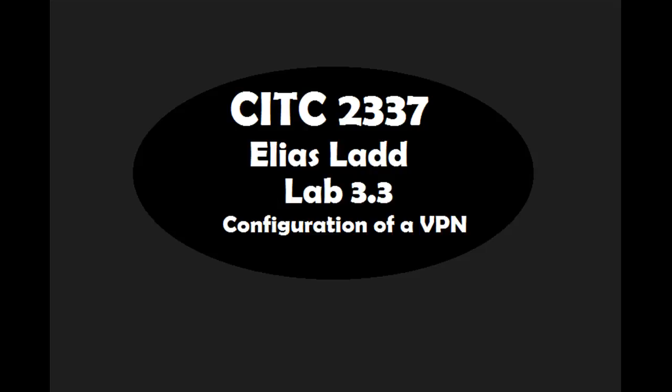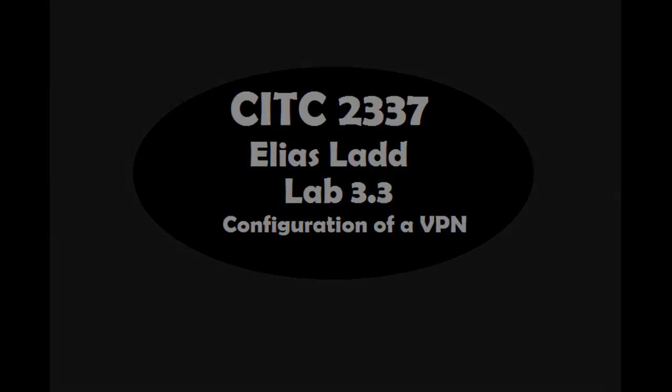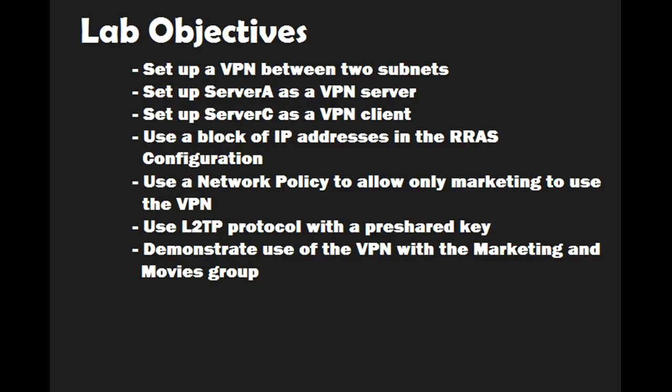Welcome to CITC 2337. This is the live lab for Lab 3.3, configuration of VPNs. In this lab, we'll be going over setting up a VPN between two subnets. We'll set up server A as a VPN server, set up server C as a VPN client, and we'll be using a block of IP addresses in the RAS configuration.